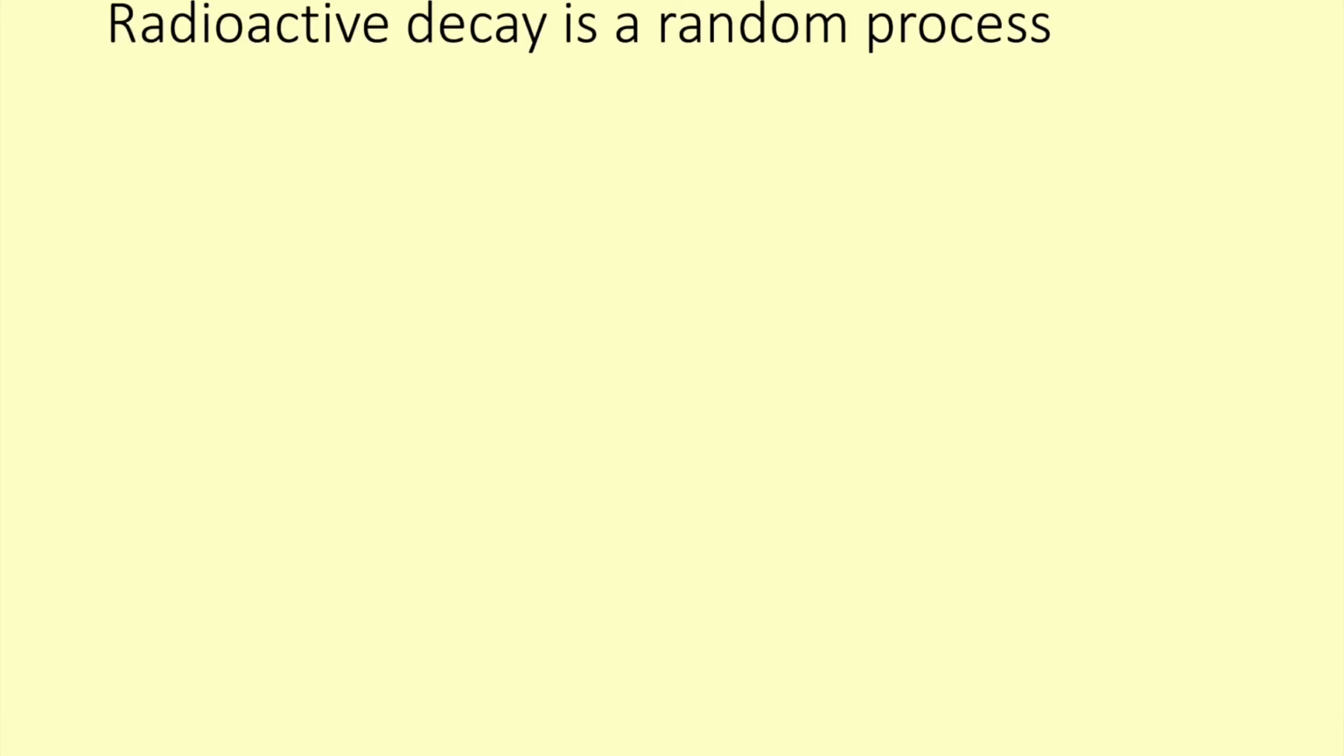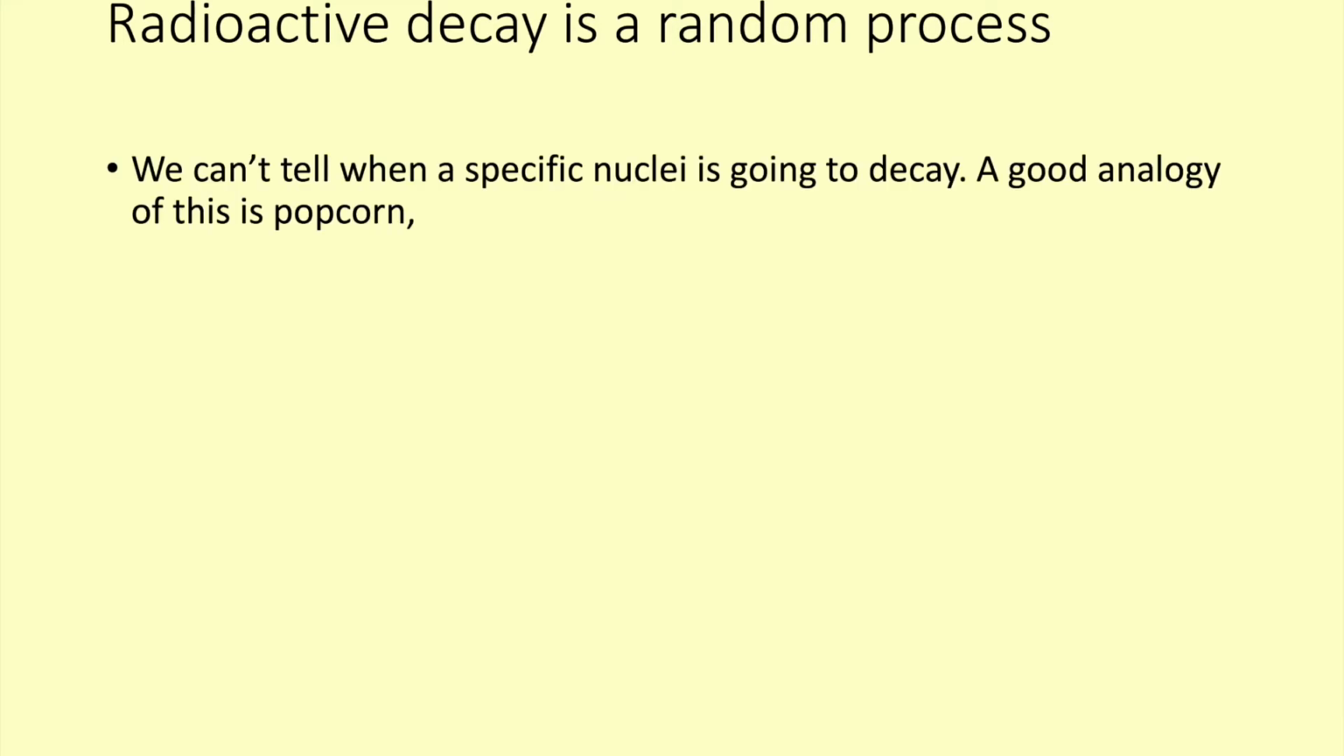In this video we're going to take a look at half-life, and to begin with I want us to think about radioactive decay itself. Radioactive decay is a random process, and by that we mean that we can't tell when a specific nuclei is going to decay. A good analogy for this is popcorn.